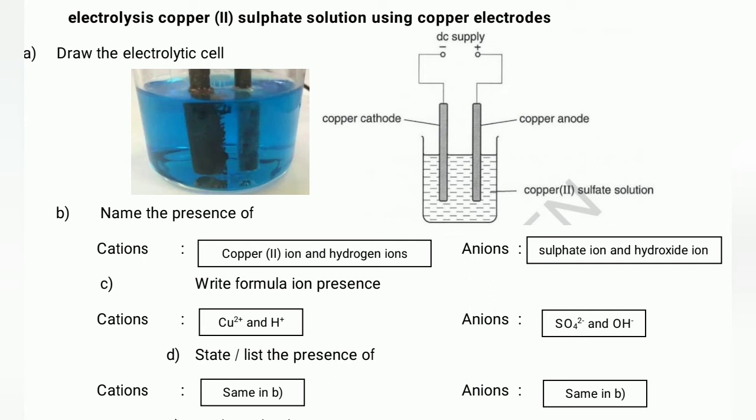This electrolytic cell uses aqueous solution as the electrolyte, copper(II) sulfate solution with active electrodes. The process in this cell is different compared with the electrolytic cell using the same electrolyte, copper(II) sulfate solution, but using inert electrodes, only at the anode.